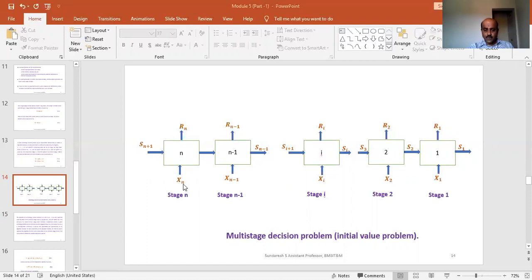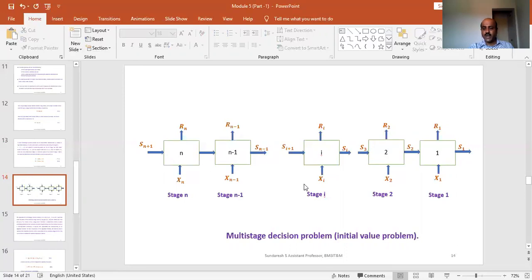The decision variable will be x suffix n, whereas the return function will be r suffix n. So what will be the output of this? The output will be Sn. So here we have an output variable S. Sn plus 1 is the input to the stage n, and the output of this stage will be Sn. And the output of the next stage will be Sn minus 1.